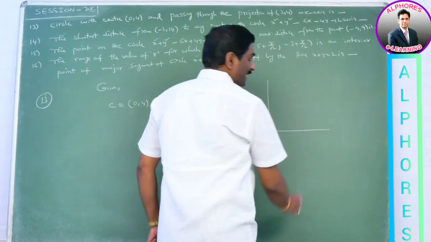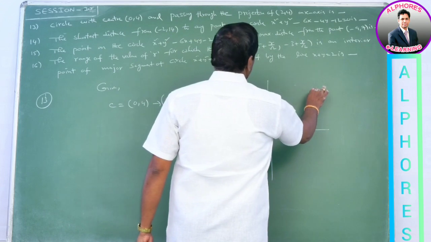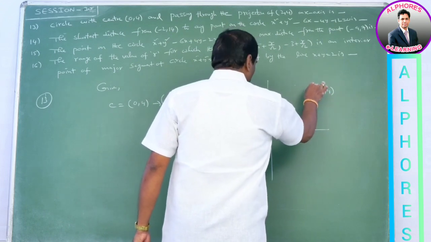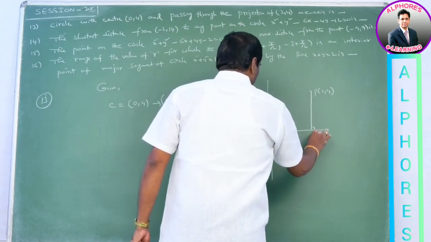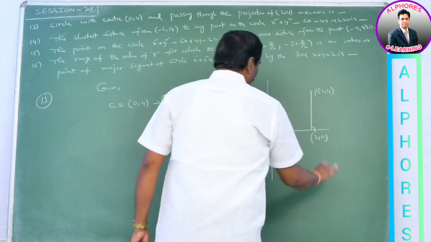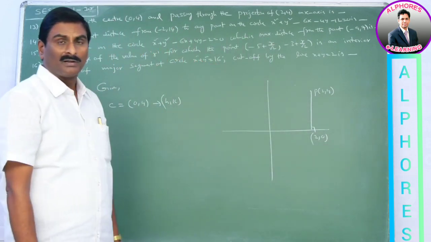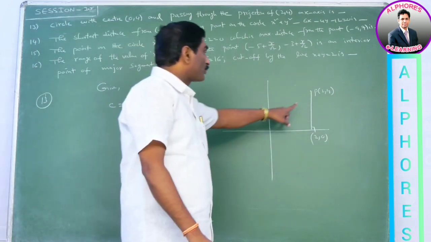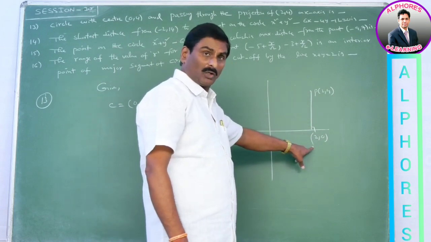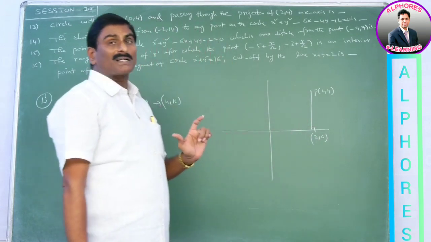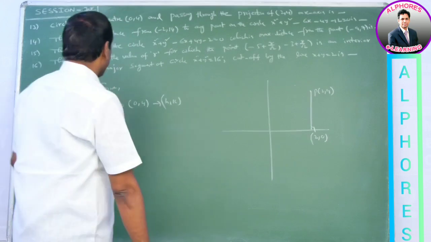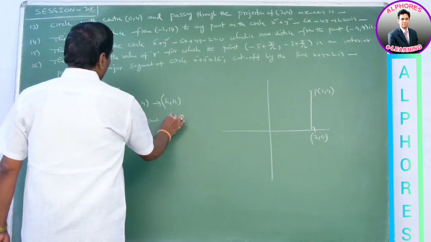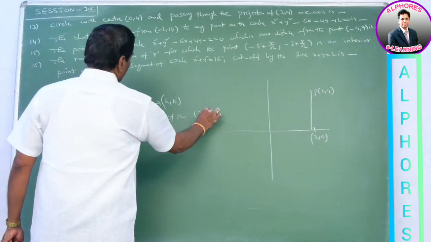Say this is the x and y axis. Suppose the point P is (2, 4). What is the projection of P on the x-axis? The projection of P on the x-axis is nothing but (2, 0), because on the x-axis the y coordinate is 0. That means the projection of (2, 4) on the x-axis is (2, 0). So the circle passes through the point (2, 0). One of the points on the circle is (2, 0).